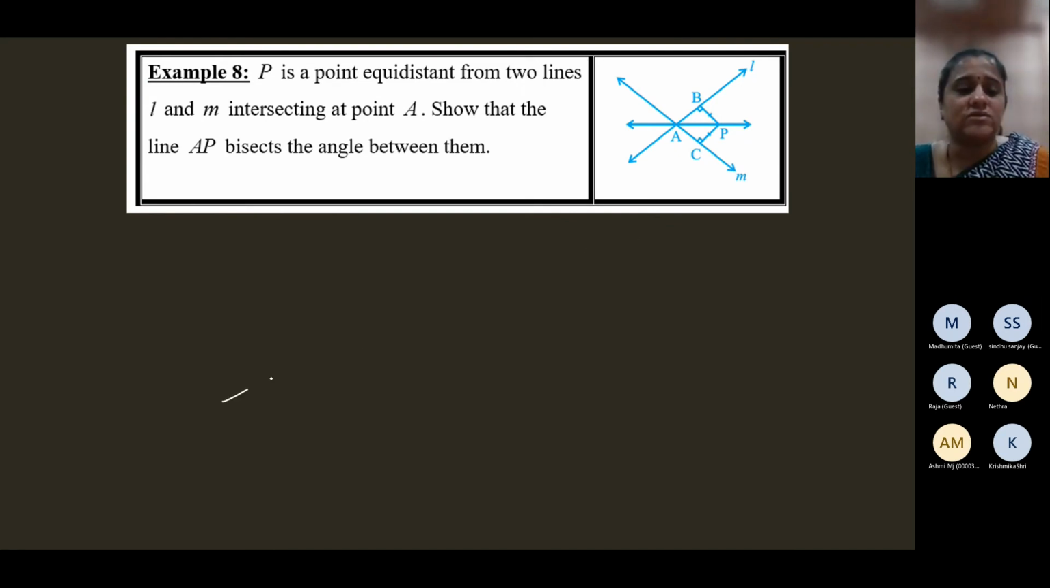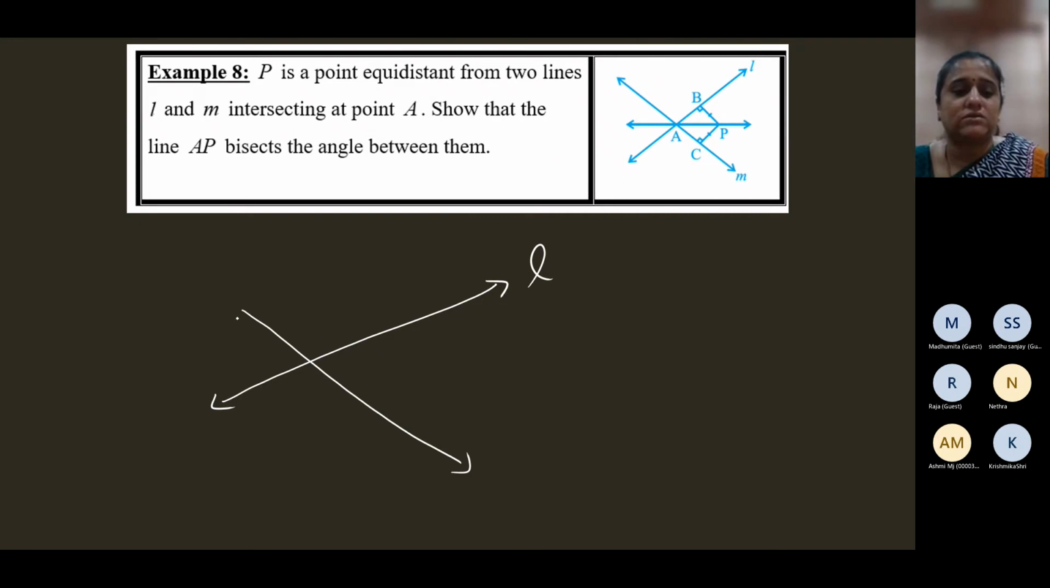So let's draw that first. L is a line. M is a line. L and M are two lines. They intersect at the point A. So this is A.